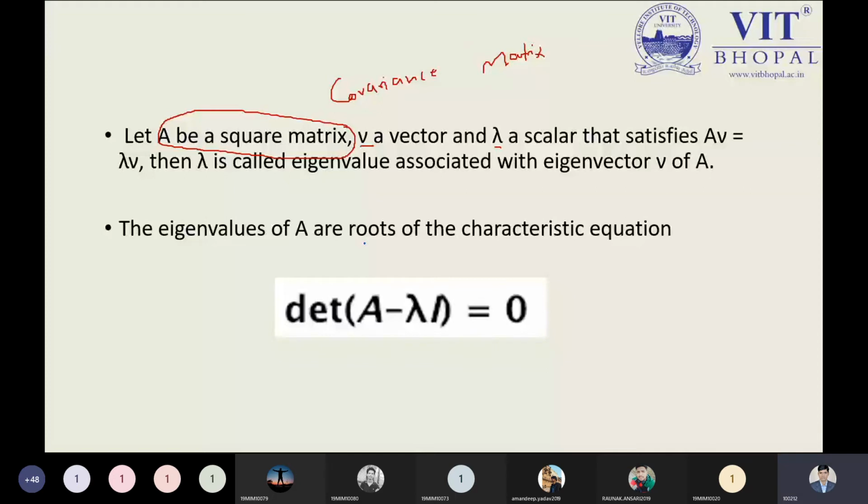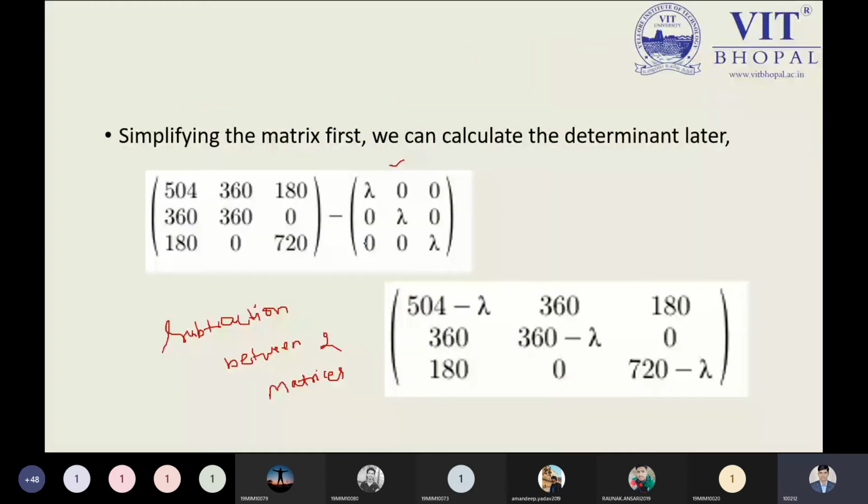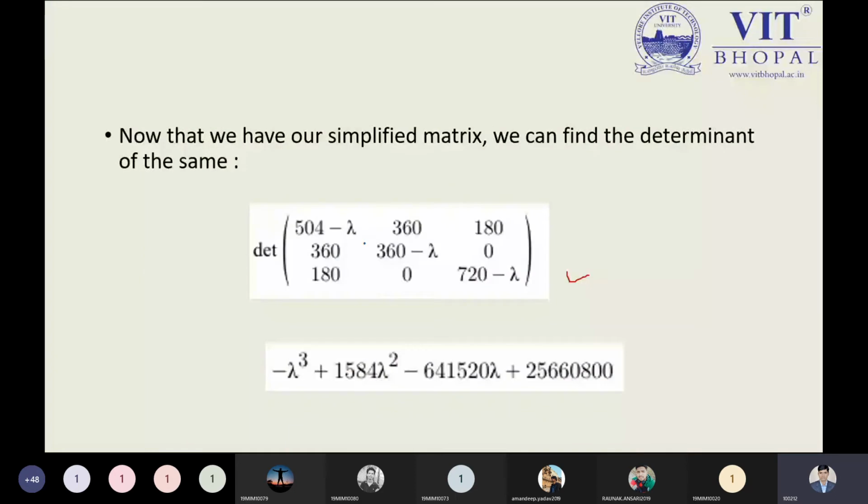Why? Because the eigenvalues of A are the roots of the characteristic equation. So we are using its characteristic equation. I'm not going into the mathematical part in depth, but I have written over here where it is coming from. From this portion, now let us calculate these values. After calculating, we got this solution over here: minus lambda cube plus 1584 lambda square minus 641520 lambda plus 25660800. From this point, we will understand how many lambda values we will have.